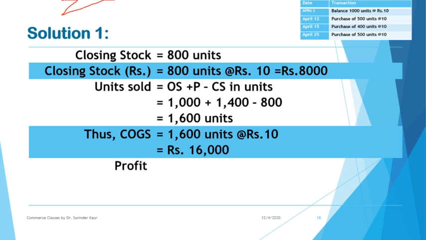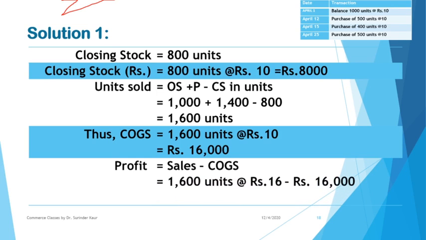Whereas profit will be measured as sales minus cost of goods sold. So sales will be, you are selling 1600 units at the rate of 16 minus cost of goods sold. So profit is 9600. Now this cost of goods sold can also be measured in a different manner, which will be opening stock of 1000 units at the rate of 10, that is 10,000 rupees, plus all the purchases and minus this closing stock of 8,000 rupees.